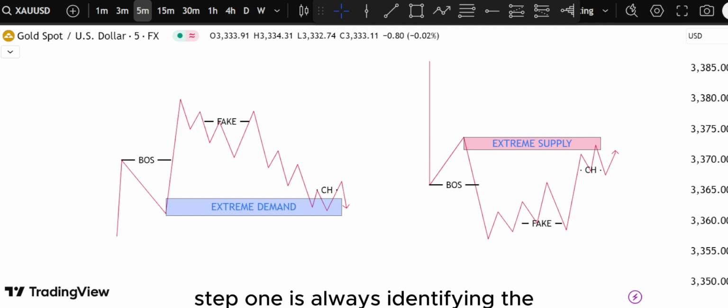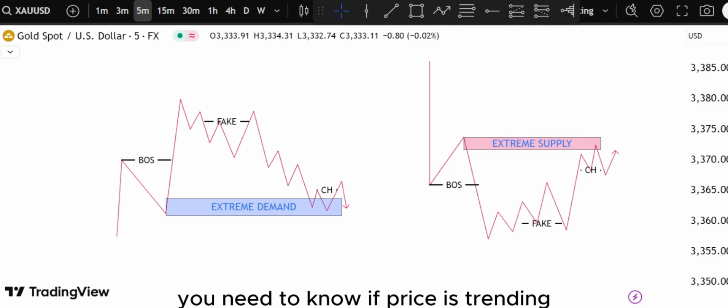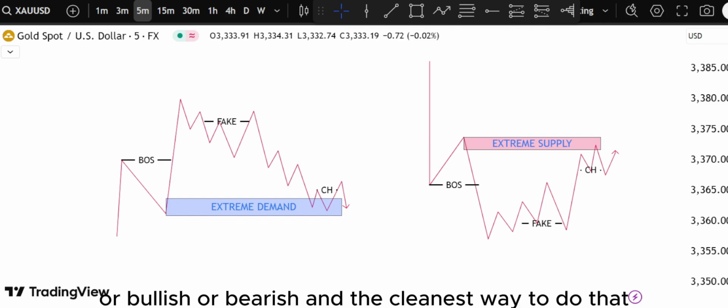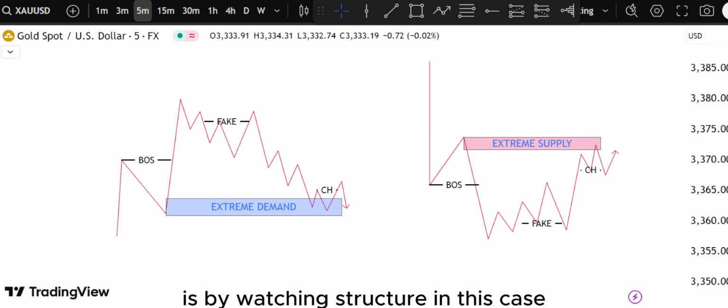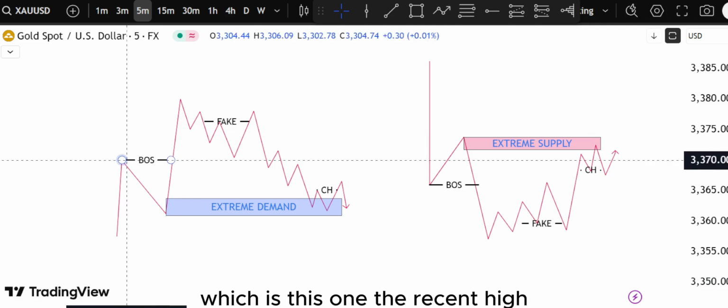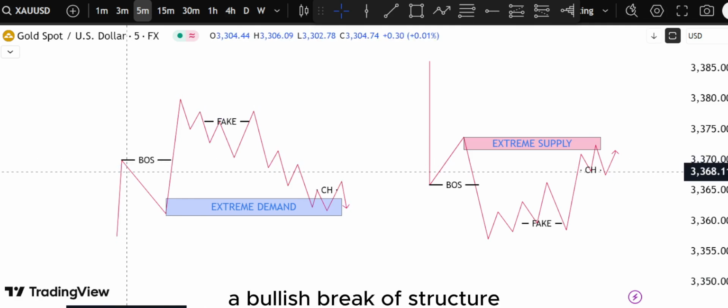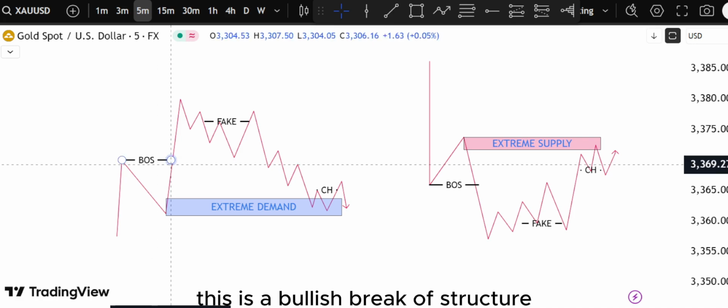Step 1 is always identifying the direction of the market. You need to know if price is trending, bullish or bearish. And the cleanest way to do that is by watching structure. In this case, price breaks a previous high, which is this one, the recent high. This is a bullish break of structure.